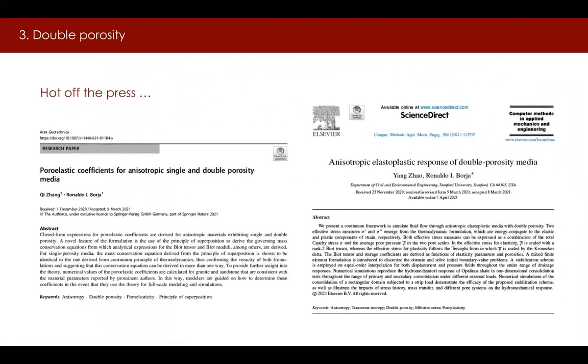The materials presented in this part of my presentation were derived from these two papers, both of which were published just last month. The first paper in Acta Geotechnica focuses on poroelasticity in an isotropic single and double porosity media. The second paper in Computer Methods in Applied Mechanics and Engineering goes into the subject of elastoplasticity, also in the context of double porosity.